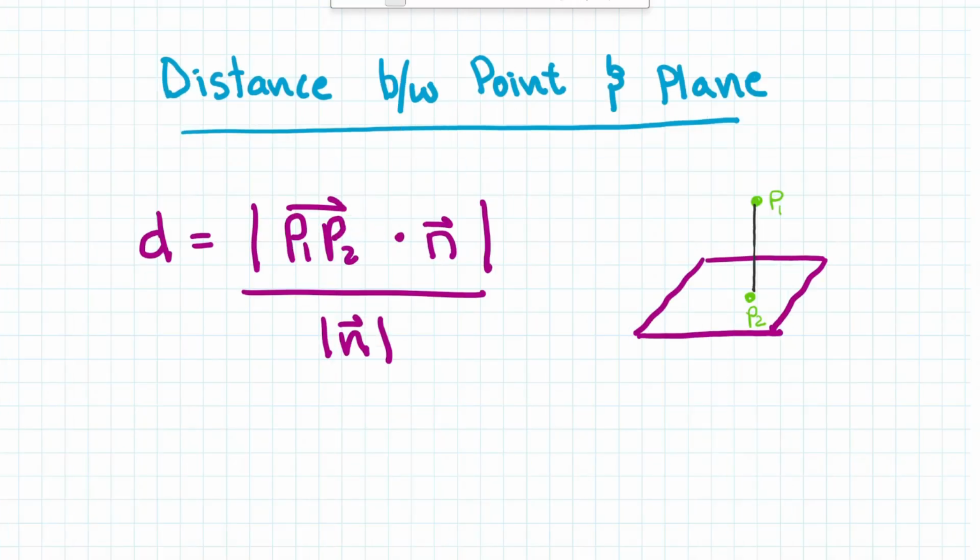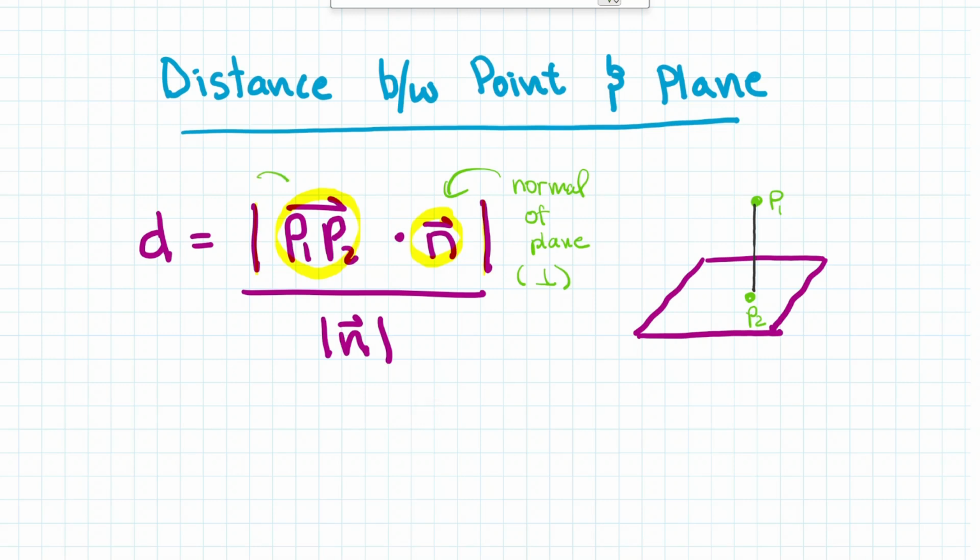Okay, so we're going to use this formula right over here to find the distance between a point and a plane. This formula states that we want to take the magnitude of the dot product of some vector P1P2 with n, which is the normal. So let's dive into this a little bit. n is going to be the normal of the plane. So what is the normal of the plane? That's a vector that is perpendicular to the plane.